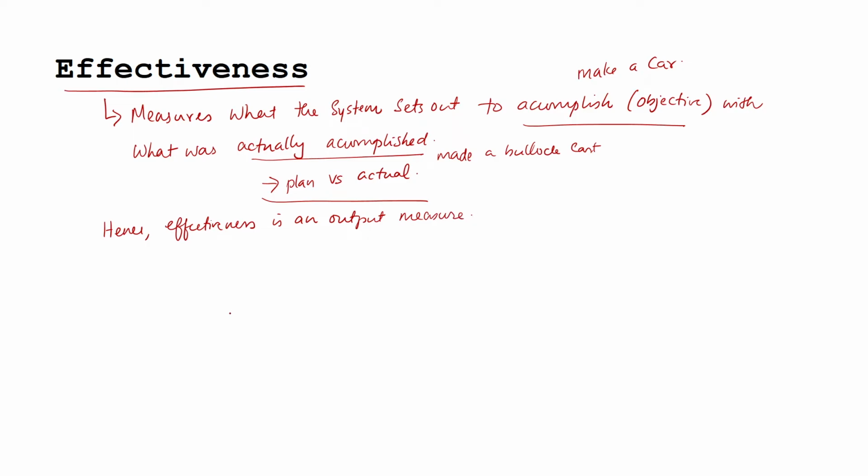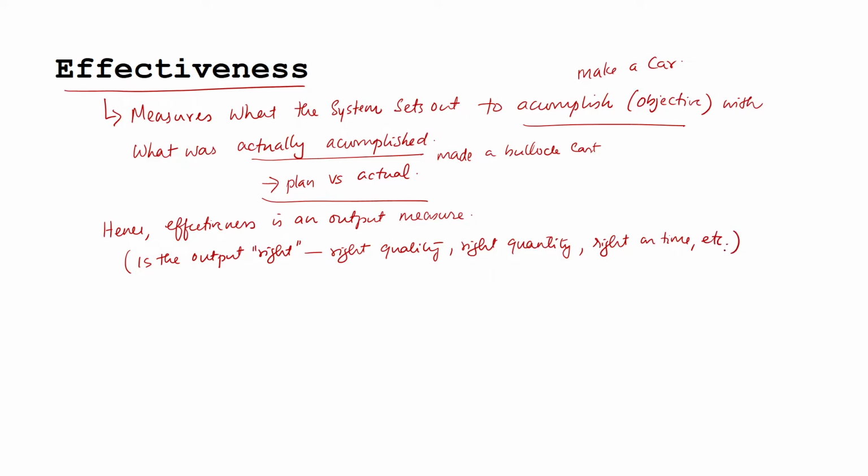So, the question is, is the output right? That means right quality, right quantity, right on time, etc. So, did we make the right thing? Did we make it right? Is the output right? Did you make the right quantity? Did you make the right quality? Did you make it right on time? These are the key aspects.